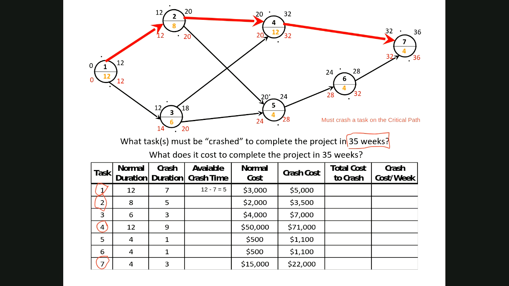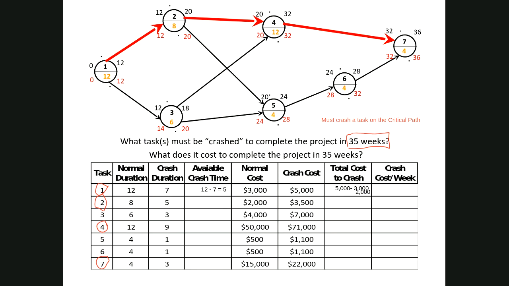And you'll notice here that if we crash those 5 weeks, it's going to cost an additional 1,000 minus 3,000, which is $2,000. So it's going to cost us $2,000 to crash for 5 weeks.